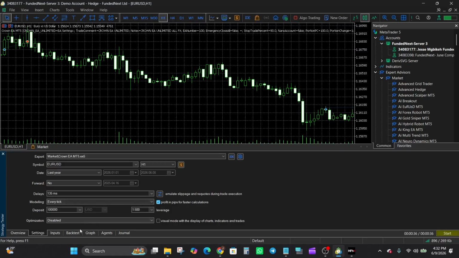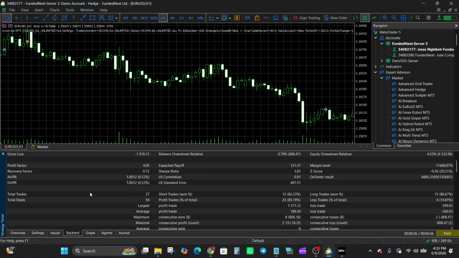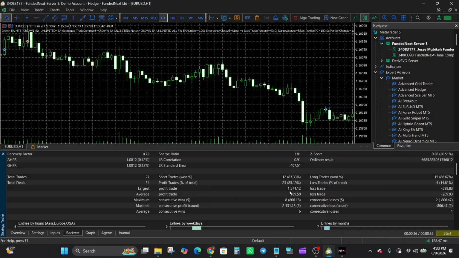we are using the every tick modeling, by the way. So the results shown here, from an initial deposit of $100,000, the total profit made was 3,282.37, and the total trades were just 27, short trades were 12 with an 83.33% win rate, long trades were 15 with an 86.67% win rate. The largest profit was 1,571.12, and the largest loss was 599.83. Average profit 189.5, average loss 269.03.